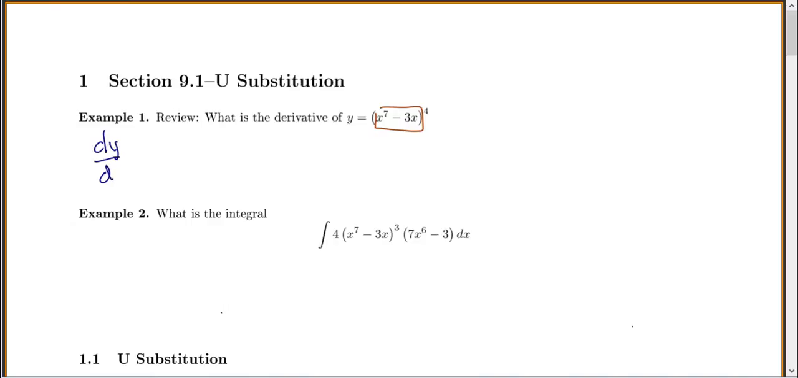So dy/dx is going to be 4 times x to the 7th minus 3x, cubed. You keep everything inside the box the same, drop your power by 1, times, and now you need to do the derivative of what's inside the box. So 7x to the 6th minus 3. And that's our derivative using the chain rule.